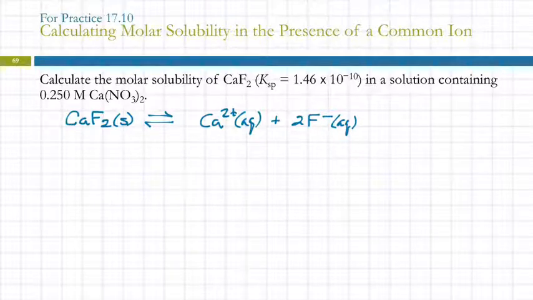So making our ice table, what's the initial concentration of calcium ion? Is it 0? No, it's not 0, because this solution contains 0.25 molar calcium nitrate. So it starts out being 0.250 molar calcium ion. The initial concentration of fluoride is 0.